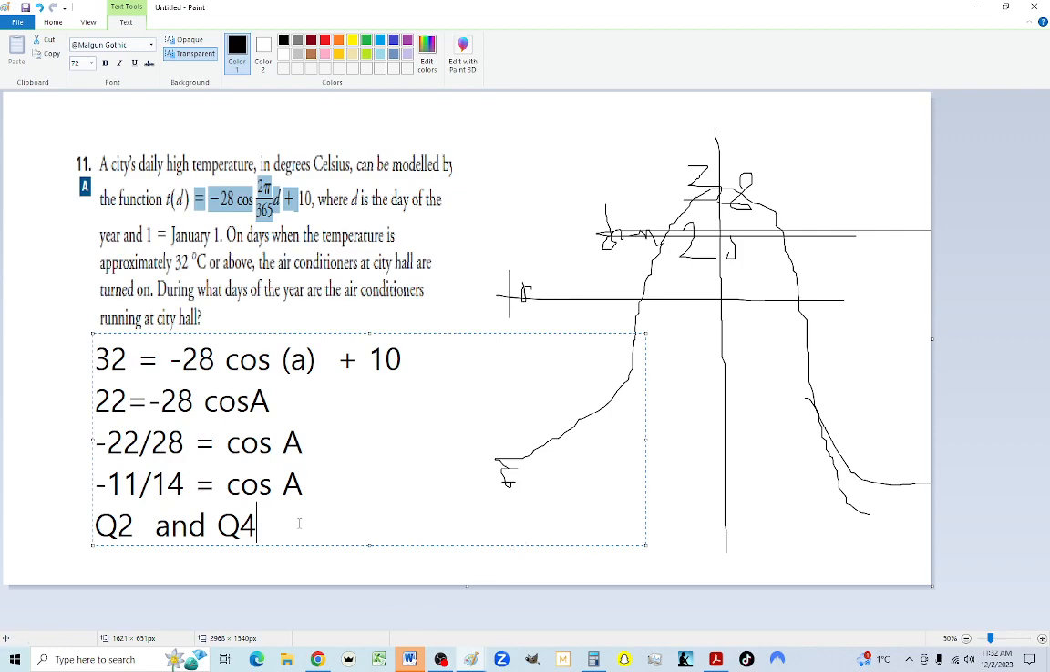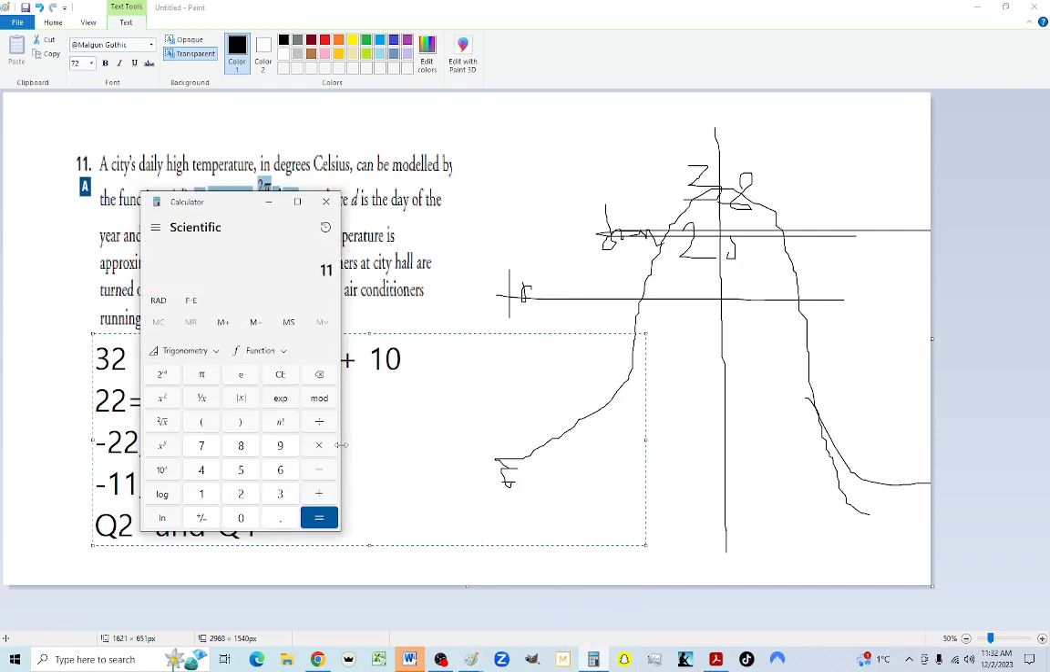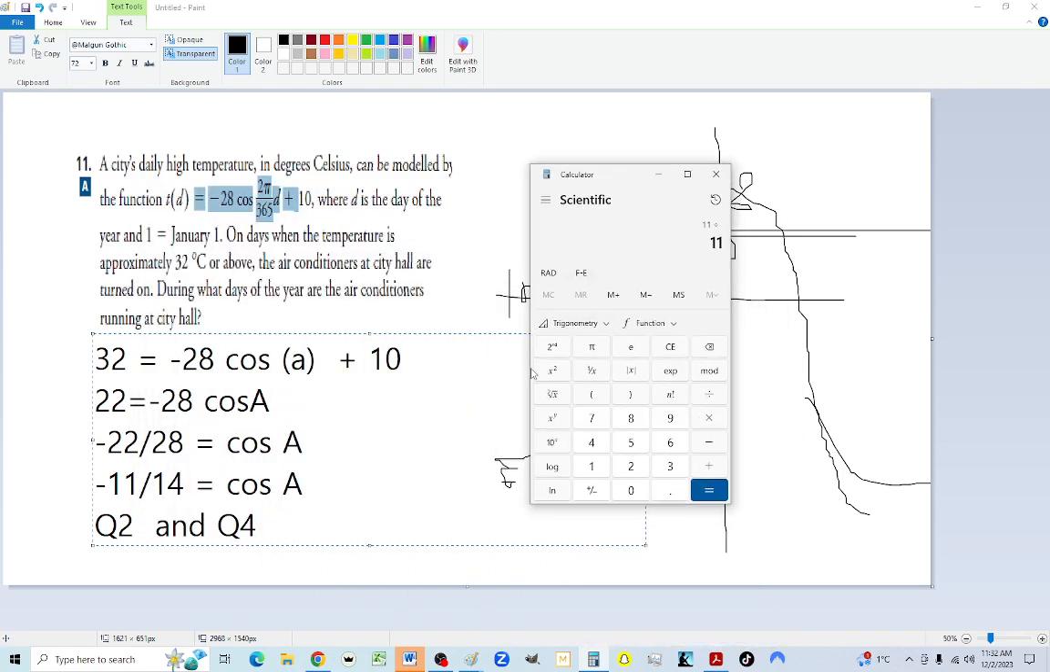Now, let's focus on the numbers here. Let's find out the angle first, without the negative number, 11 over 14. I'll show you why, because that gives the acute angle. So we're going to take 11 and divide it by 14. Don't worry about the pi radians just yet. We're going to stay in degrees, just for clarity's sake.